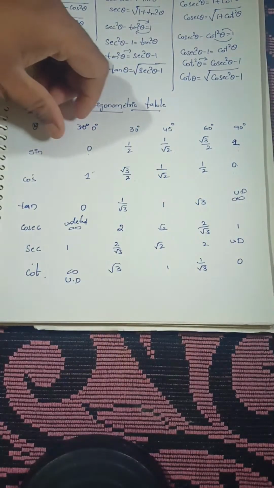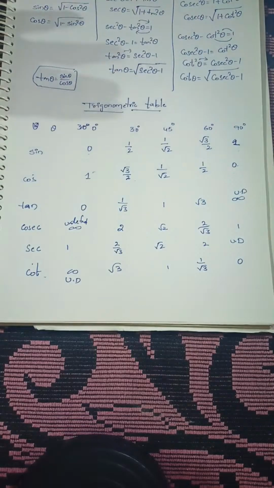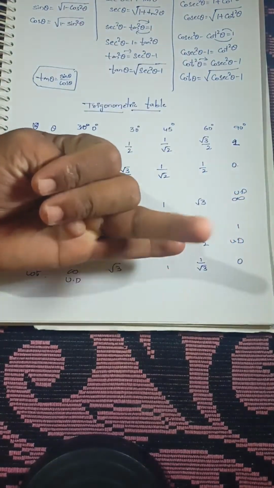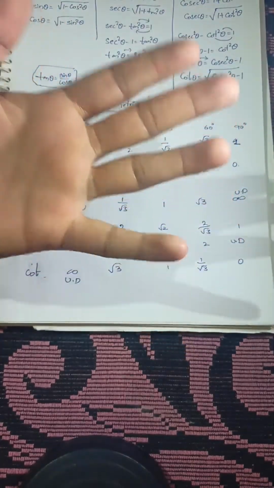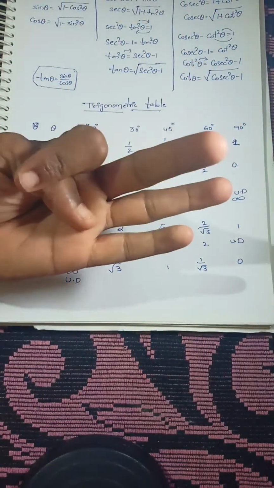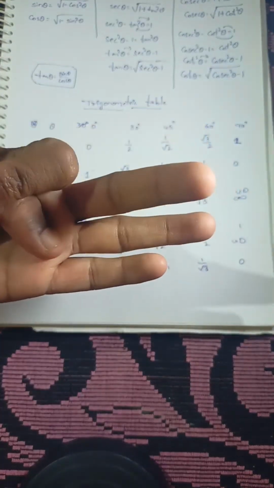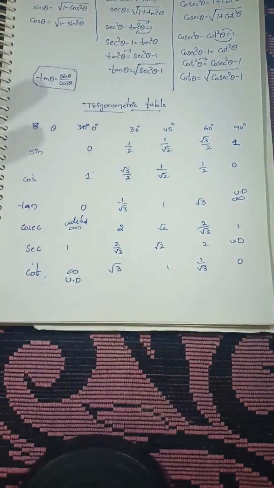Very simple. Before understanding this one, you have to take the values 0, 1, 2, 3, 4. We have five angles in total: 0, 30, 45, 60 and 90 degrees. For this we take the values 0, 1, 2, 3, 4 and divide by 4.